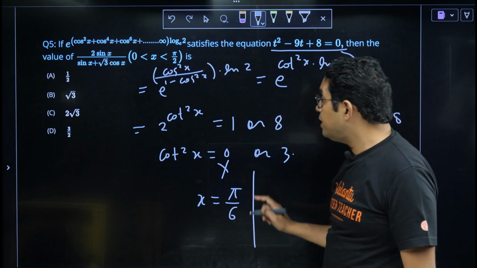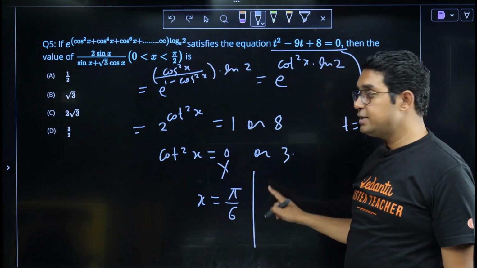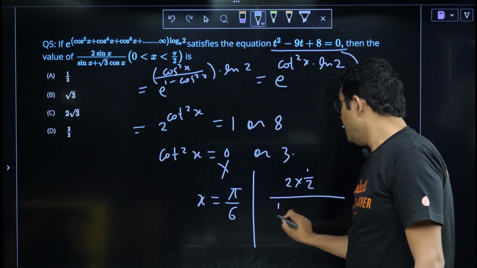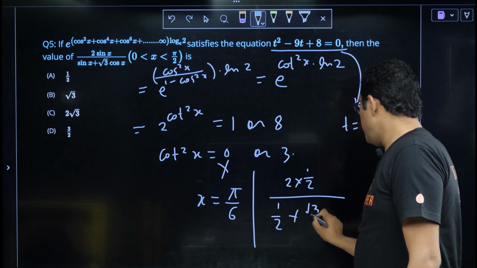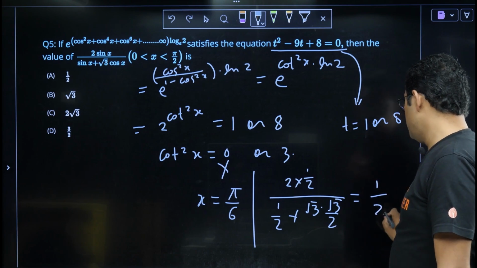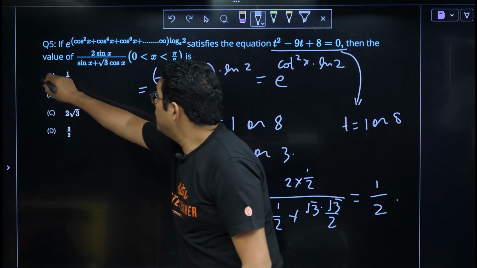Now we have to find this expression. If I put x equal to pi by 6, the numerator will be 2 into 1 by 2 upon 1 by 2 plus root 3 into root 3 by 2. So you can see this becomes 1 upon 2. So the answer for this question has to be A.